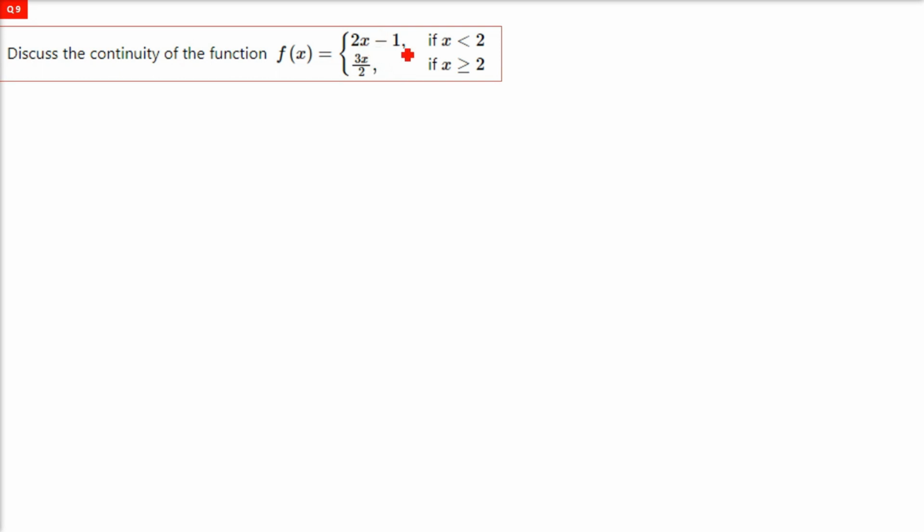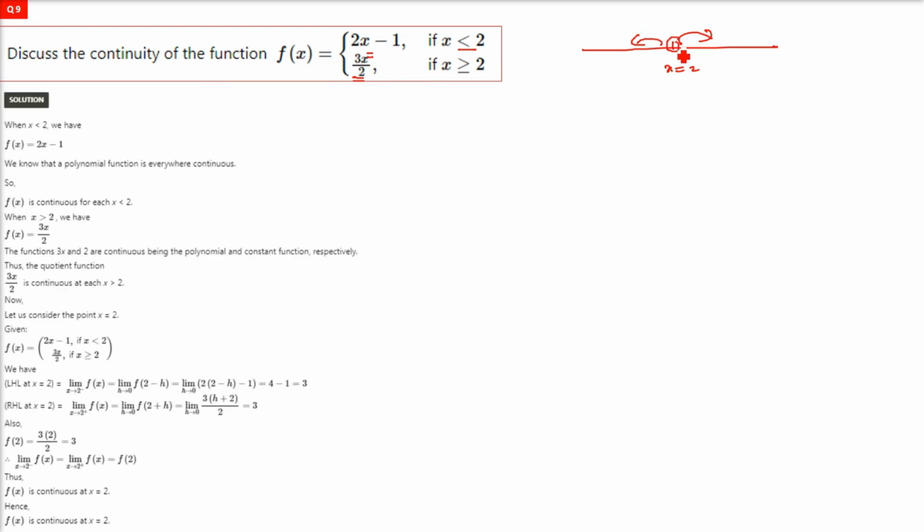There are two functions actually. When x is less than 2, that is on the left hand side, the function to be employed is 2x minus 1. And on the right hand side, that is x equal to or greater than 2, the function is 3x by 2. So we have to discuss this continuity. There is a point where the function is changing, so that particular point is continuous or not.